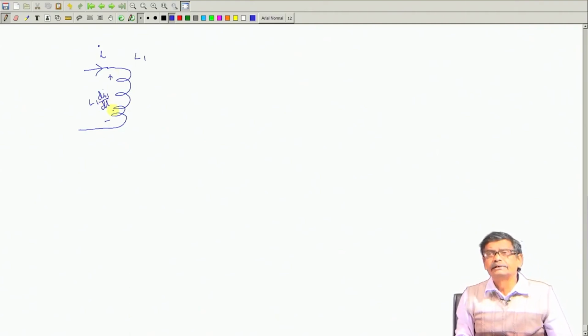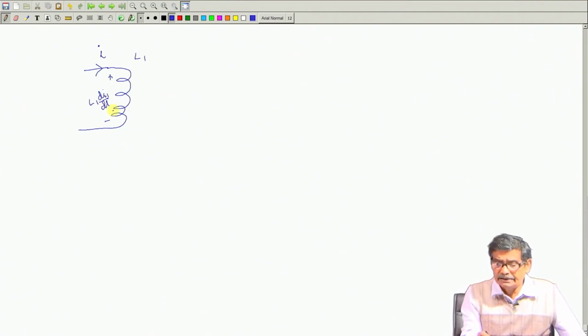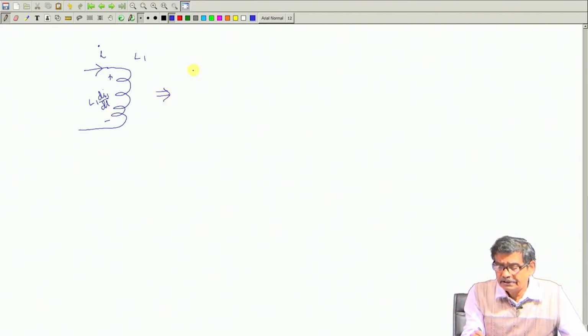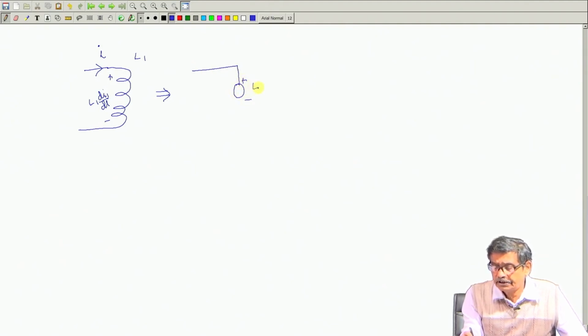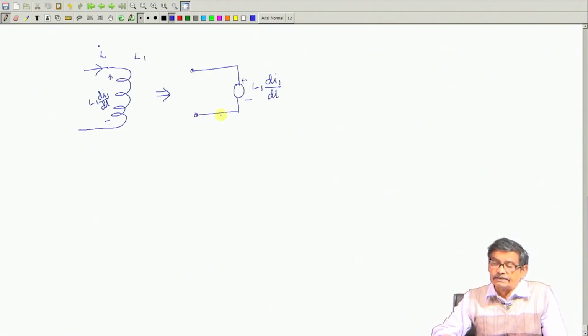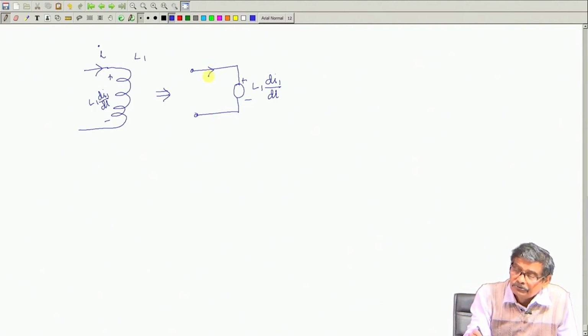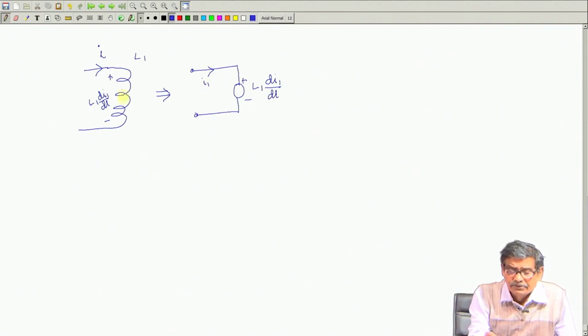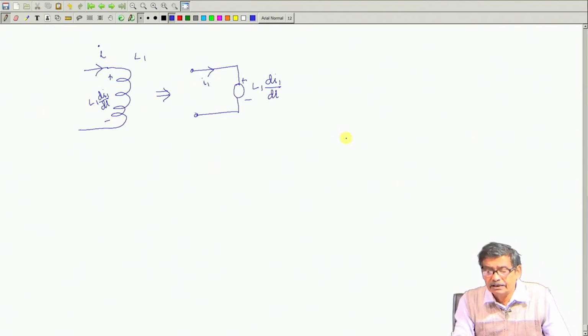And since inductance can store energy, sometimes we will represent this also as a source with this polarity of voltage L1 dI1/dt. And mind you, L1 consists of those two components of fluxes while calculating L1. So, this is okay, this is also okay, because inductance or capacitors can store energy, they may also be represented like this without any loss of generality.